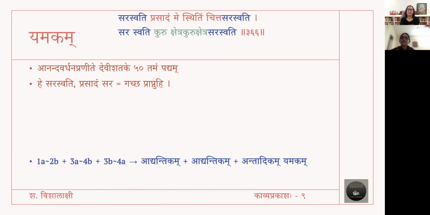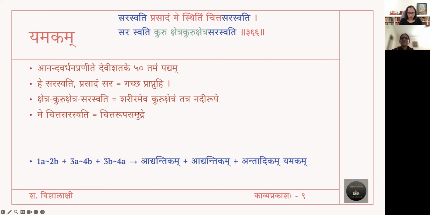Saraswati prasadam me sthitim chitta saraswati, Saraswati kurukshetra saraswati. We haven't seen this. So this one is 1A, 2B, 3A, 4B, 3B, 4A. It comes like this. One more should be there which I have not mentioned here: 1B and 2A. I haven't written it here. Okay, one minute.